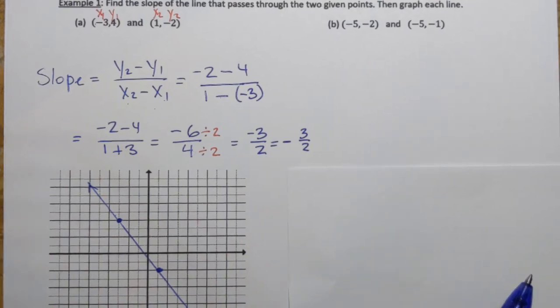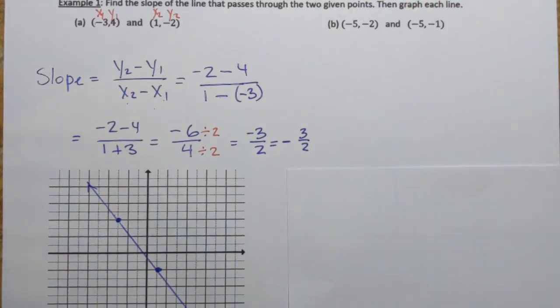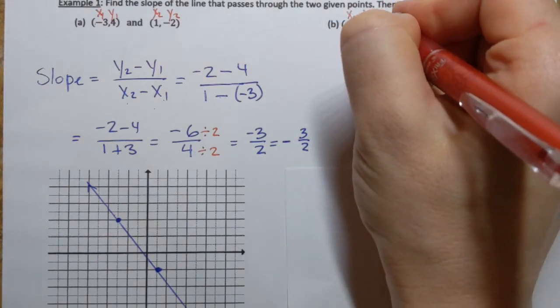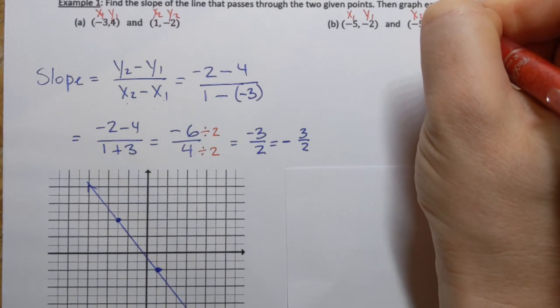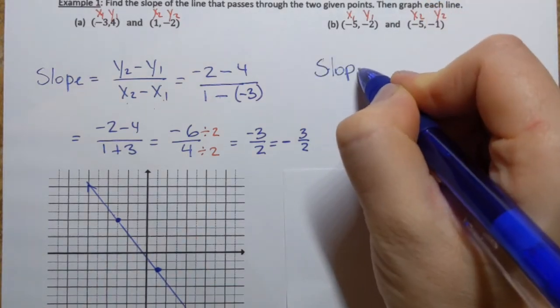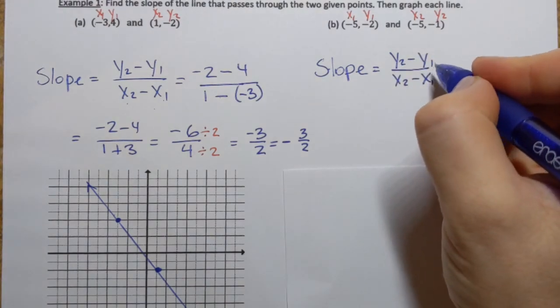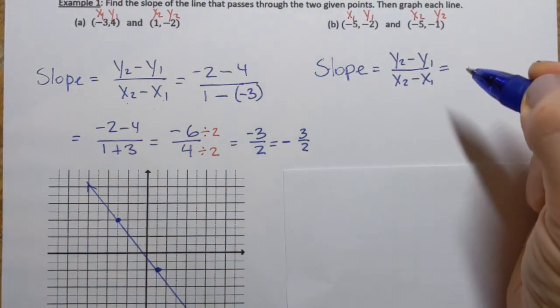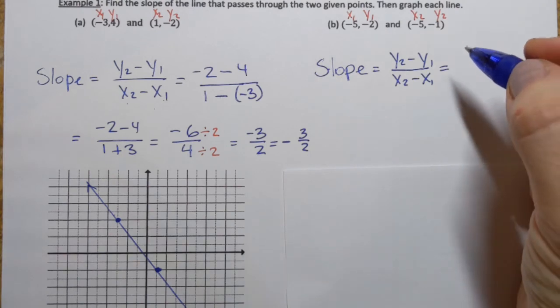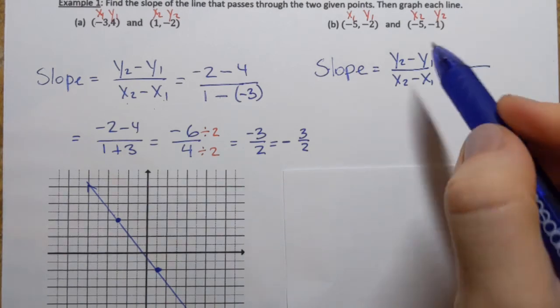Now let's do the second example. Same thing, I start by labeling the points. So x1, y1, x2, y2. To find the slope, we'll use the formula. And I recommend writing it every time because it helps to memorize it. So let's plug in the numbers.